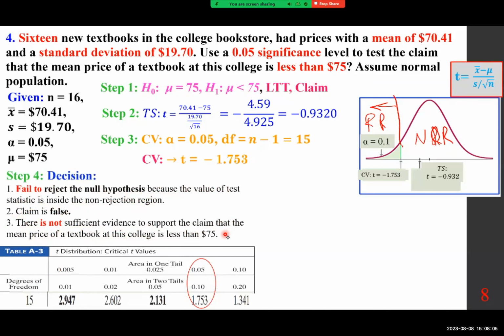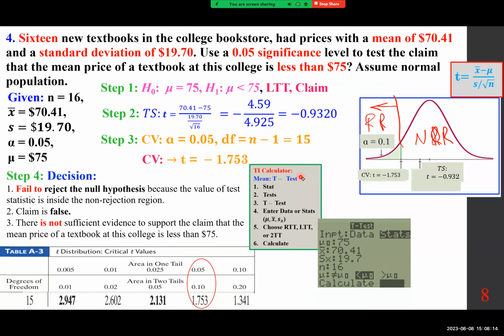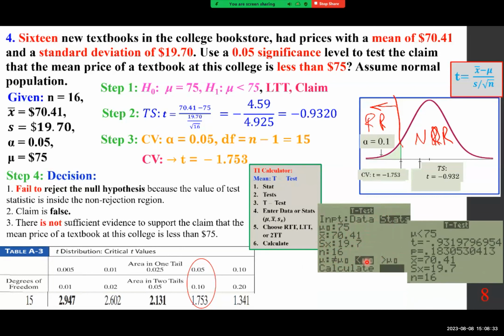If you were to do this by technology, again, you have to write the given. We are going to do the mean t-test. So this is the t-test, and you decide to put the data. If the data is given for 16 pieces, or the stats, in this case, stats is given: mu is 75, x bar is 70.41, s is 19.7, n is 16, and again, you choose one of those three, less than. And you calculate, it gives you this, and I want to show you what that means.